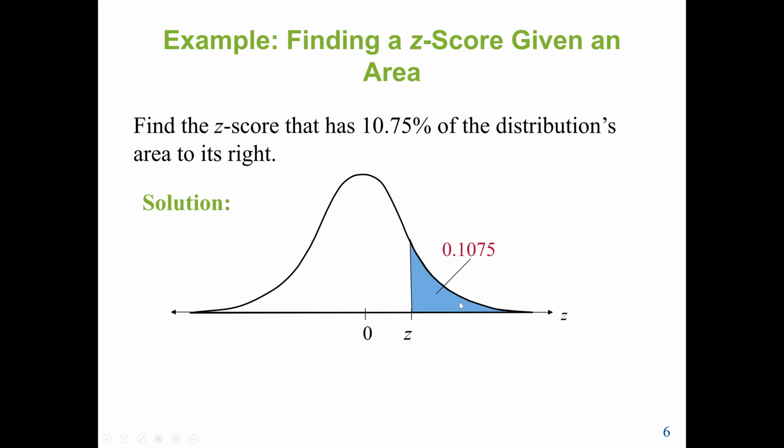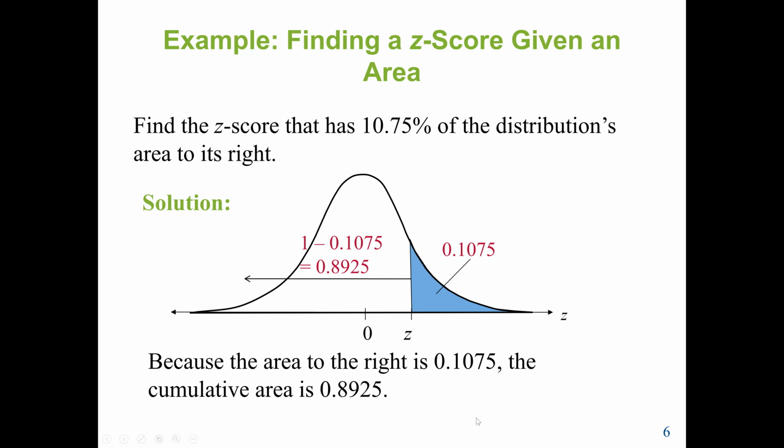Now the question says to its right. So that's why we shaded this area. So the probability of this area is given to us, because they say 10.75% of the distribution's area to its right. Now we need to find a z-score. So this is our z value here. This time we have to be careful. The previous question was from the left, so we went straight to the table and used the probability value. Here, to the right, we cannot use this value. So the first thing we need to do is subtract 1 minus 0.1075, and that gives us 0.8925.